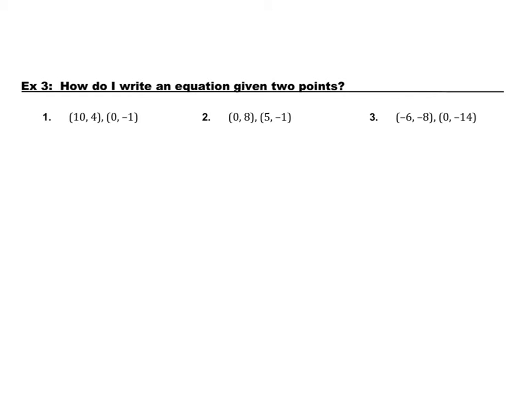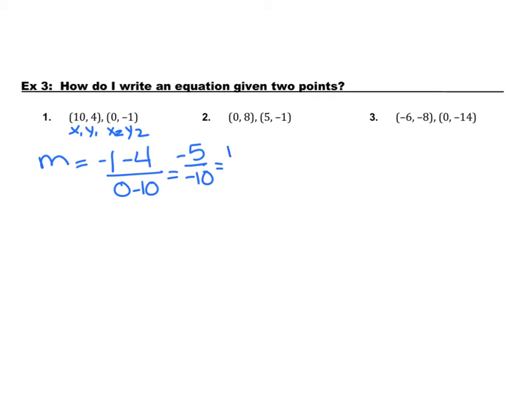All right, so how do I write an equation given 2 points? First of all, remember that the first step is to find the slope. So let's find the slope. We have x1, y1, x2, y2. So I'm going to use the slope formula, taking -1 minus 4, so y2 minus y1, all over x2, which is 0, minus 10. So we'll have -5 over -10, and that's going to be equal to positive 1/2. All right, so our slope is equal to 1/2.